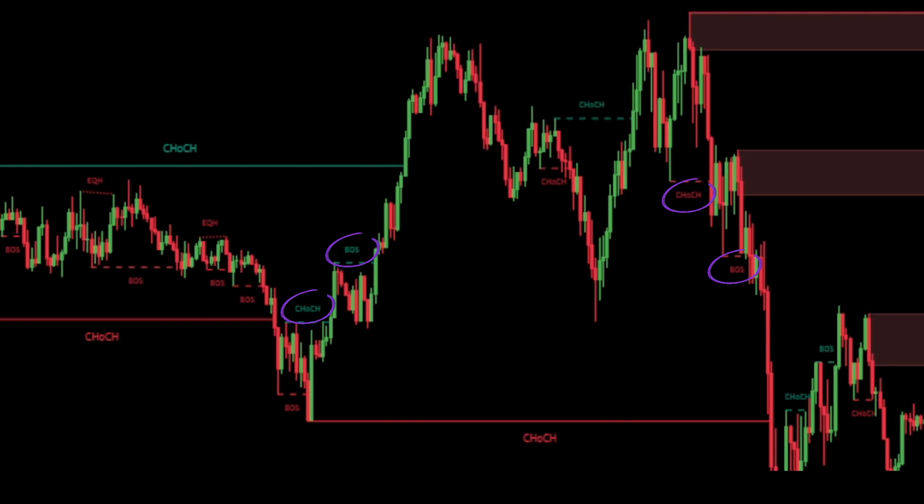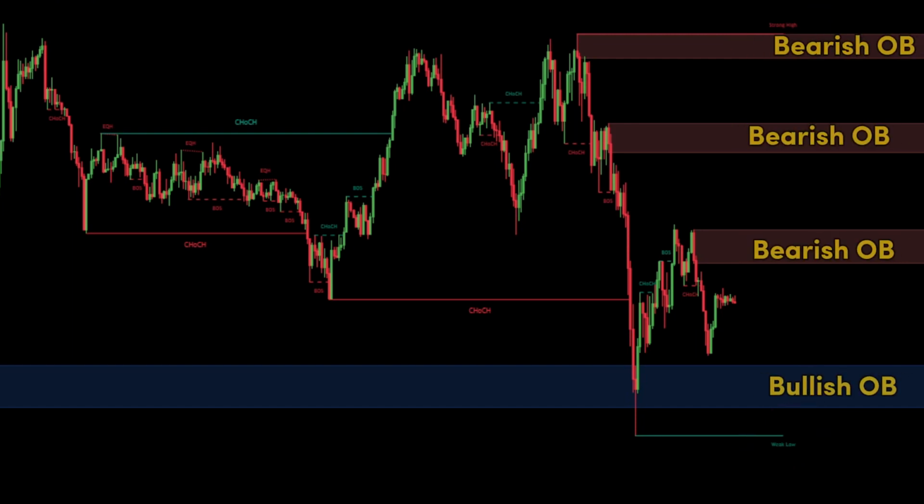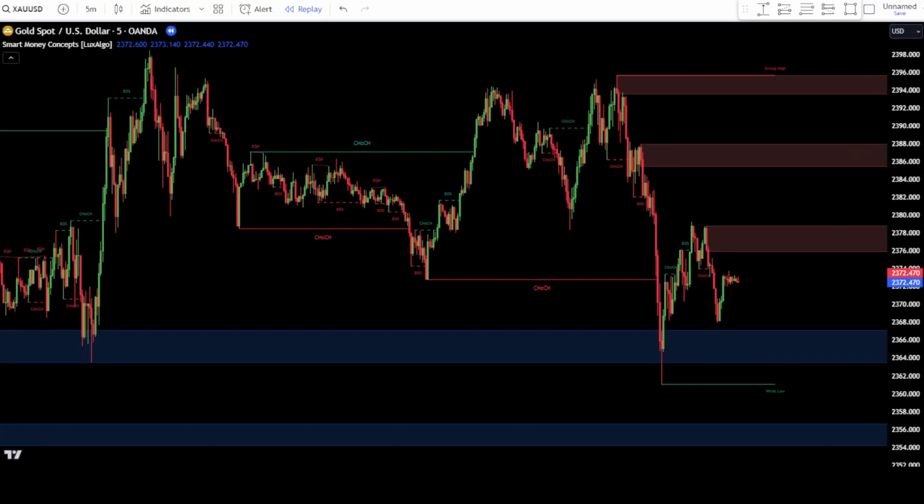Starting from real-time internal structure in the form of BOS and CHoCH. And then there's also real-time swing structure. After that, there's data on the highest and lowest prices. This indicator also provides signals for bullish order blocks and bearish order blocks. If you go into the indicator settings, you'll find even more data that you can adjust.